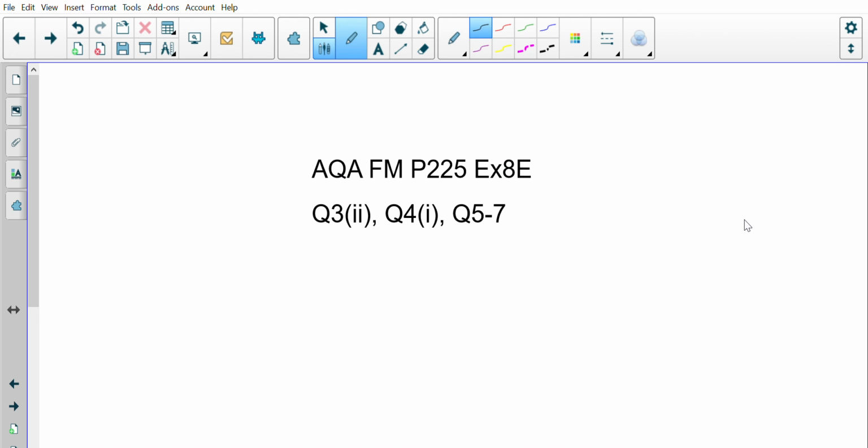So now I'd like you to have a go at exercise 8E from the Further Maths textbook, the following questions.